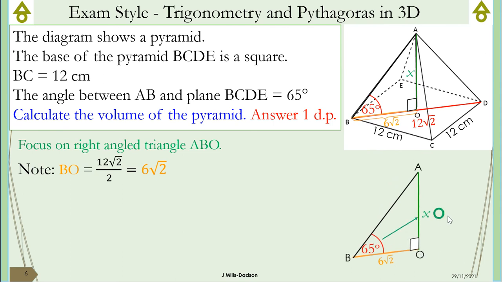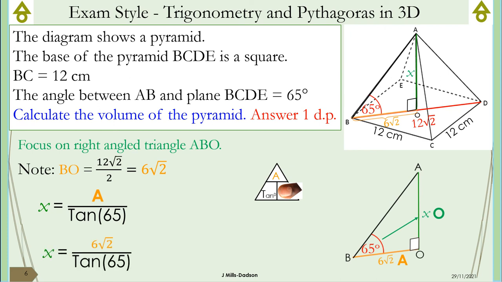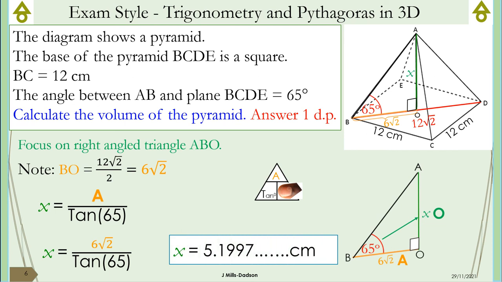We can now label opposite, adjacent. We need a tangent, trigonometric formula. So tangent. We are looking for X, which is the O. We cover O. That means we're supposed to divide the adjacent side over the tangent of 65. So X equals A over tangent of 65. And replace A with 6 root 2. So X is 6 root 2 over tan 65. And we have X to be 5.1977 continuing. So we know X is approximately 5.2.